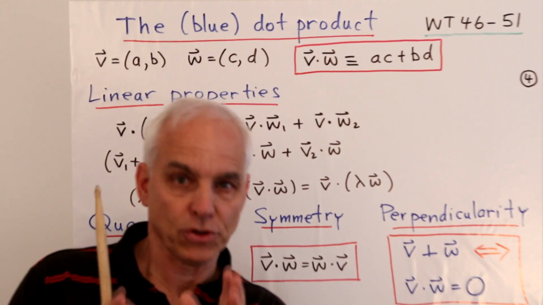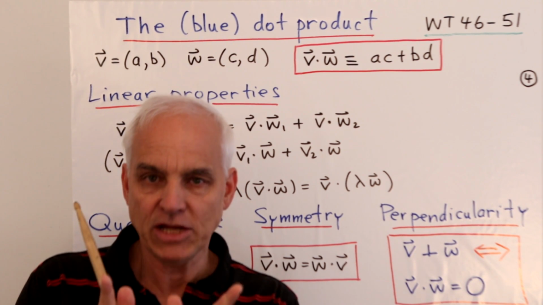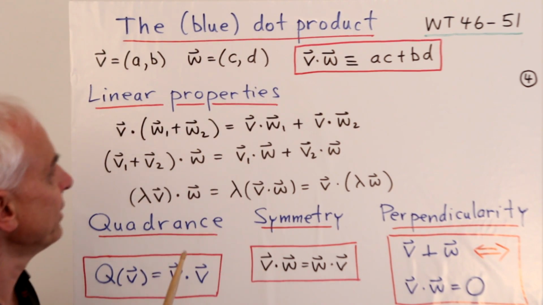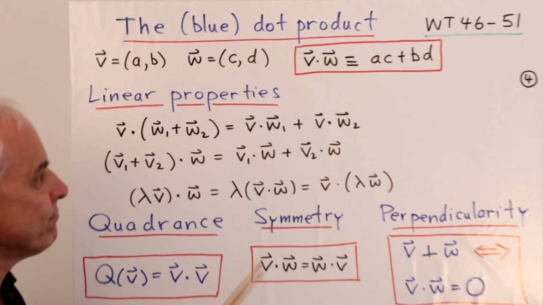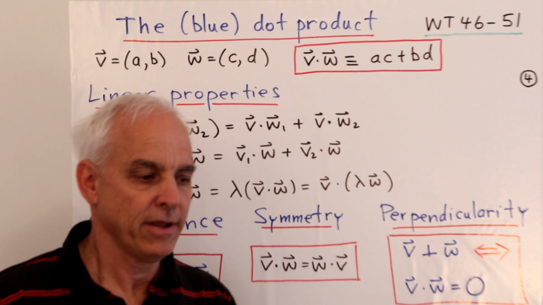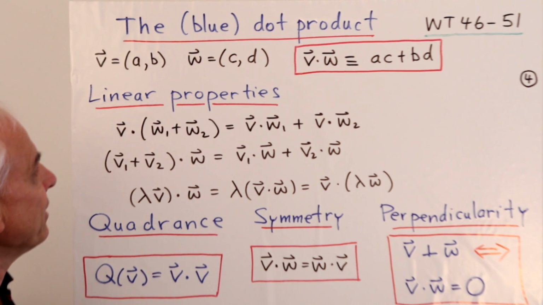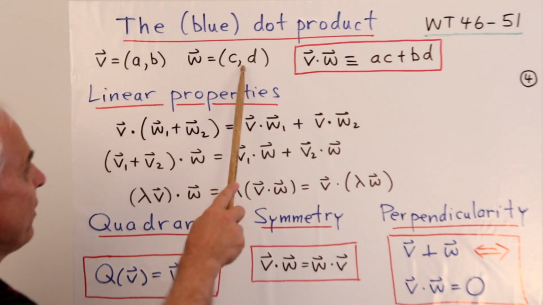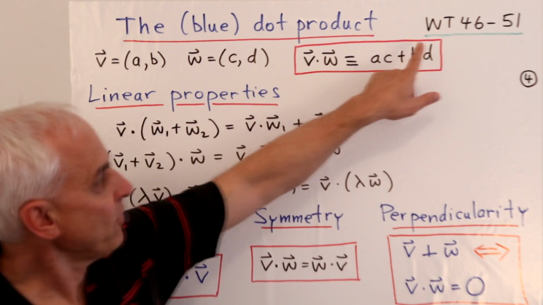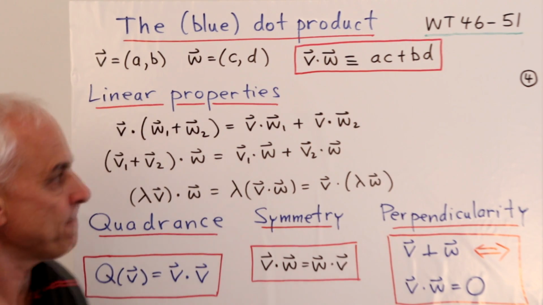Now let's have a closer look at this dot product that we've just introduced. This is another way of combining two vectors and getting a number. We might call it the blue dot product because it's going to be just one of three dot products that are shortly going to figure in a wonderful trilogy. But it's the familiar dot product that undergraduates learn about, and here it is again. There's the dot product of the two vectors, so it's AC plus BD. And by the way, if you want a bit of a review of these things, you can have a look at WildTrig 46 to 51.